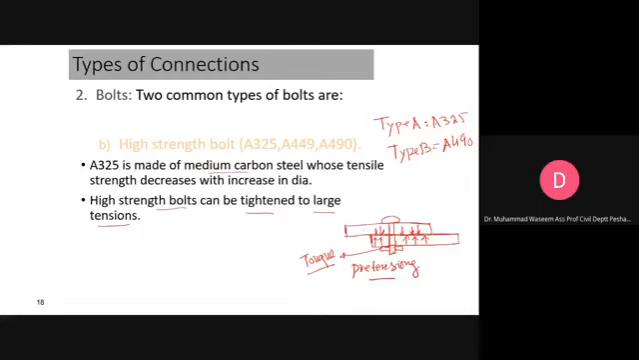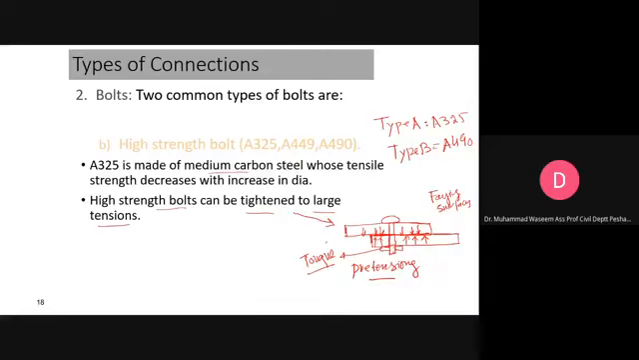This is the clamping force. Once you pre-tension the bolt, this clamping force will be generated along these faying surfaces. So these surfaces are known as faying surfaces, okay? If the strength of this bolt is higher, you can produce more tension in the bolt, and as a result you will get higher clamping force along the faying surfaces. So this is what is meant by this statement.